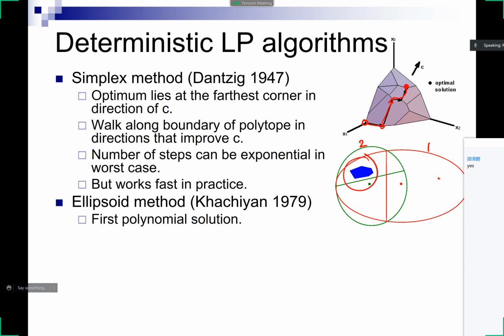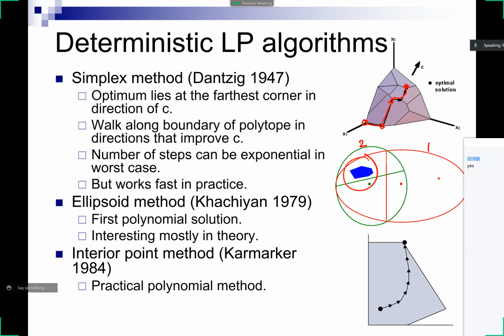The volumes of these ellipsoids decrease exponentially, and so you can use this to show that the algorithm will find a feasible point in polynomial time, so it will solve LP in polynomial time. However, in practice, this algorithm is quite slow. Even though it is polynomial, it's rather slow. It's mostly interesting because it was the first theoretically provable polynomial time algorithm.